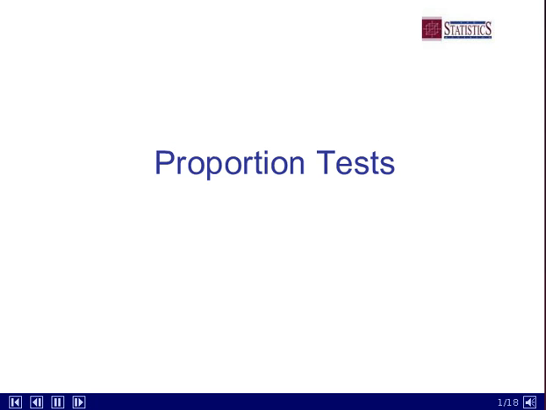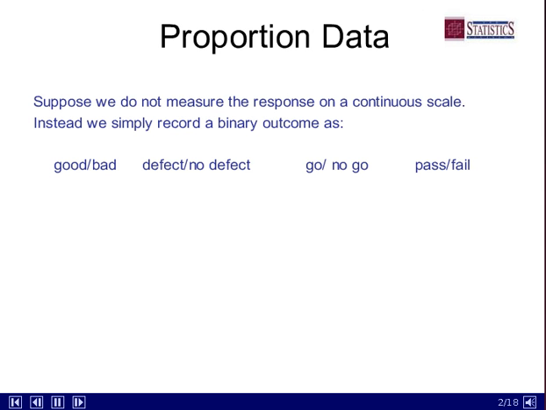Now, what we're doing is, instead of a continuous scale, we're simply measuring a binary outcome. So something can be recorded as, say, good, bad, defect, no defect, go, no go, pass, fail, reaction, no reaction, something along those lines.